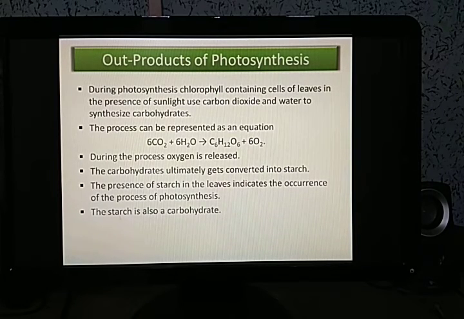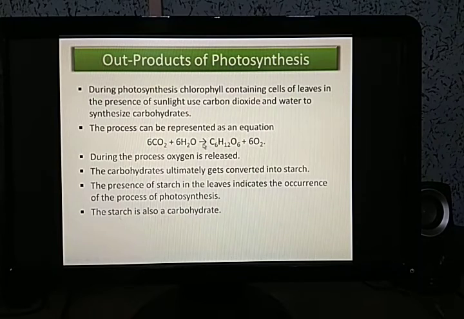So the starch is also a carbohydrate. So don't get confused with the starch, carbohydrate and all these things, glucose and all. It is almost the same thing. So just to remember this equation, that when carbon dioxide and water are in the presence of sunlight, I have not shown here, above this there should be sunlight and below this you have to write chlorophyll, because if there is no chlorophyll then the leaves can't get the sunlight.